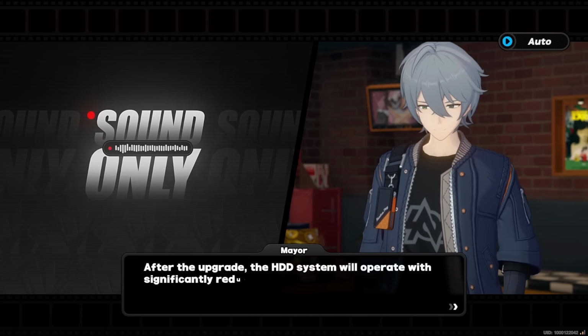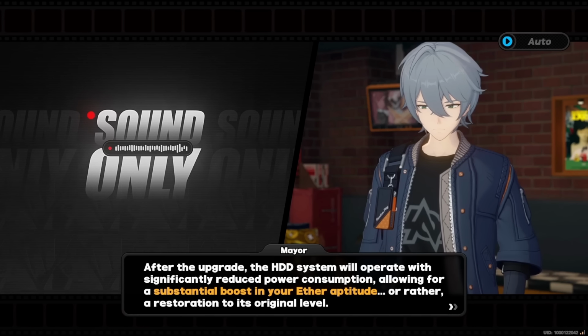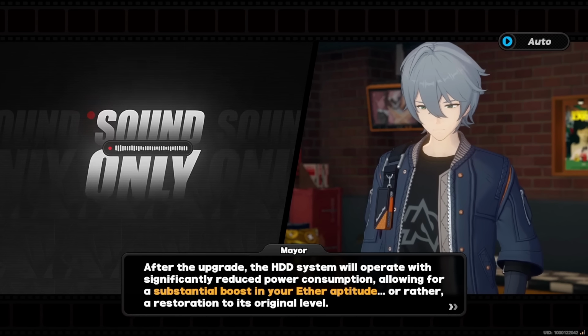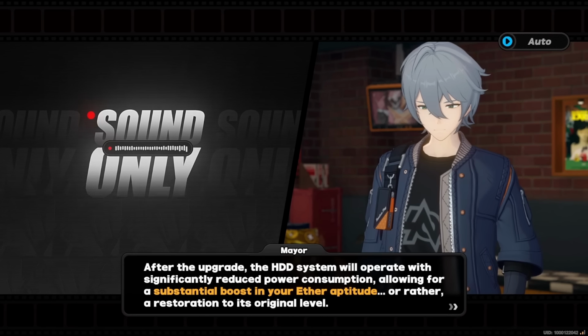After the upgrade, the HDD system will operate with significantly reduced power consumption, allowing for a substantial boost in your ether aptitude, or rather, a restoration to its original level.